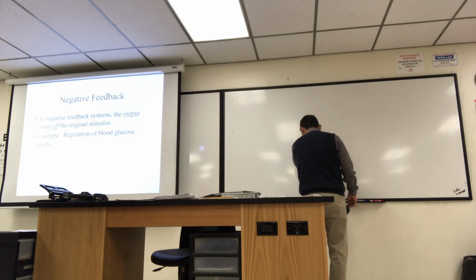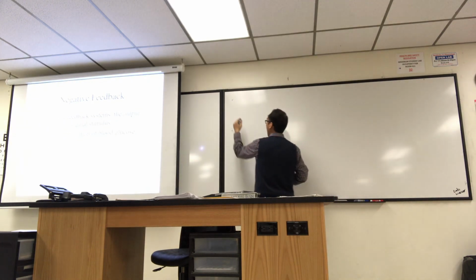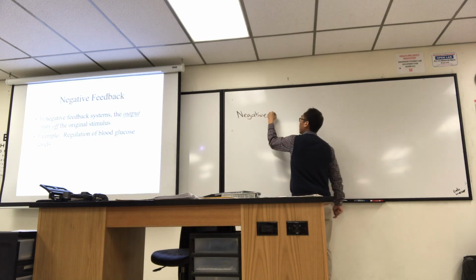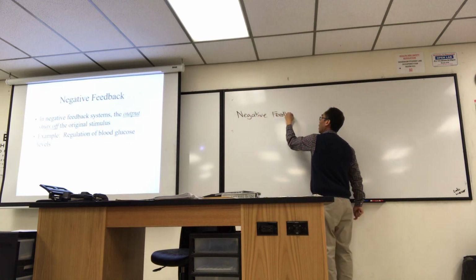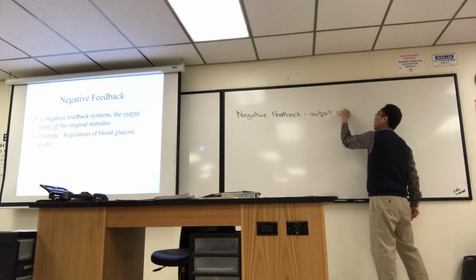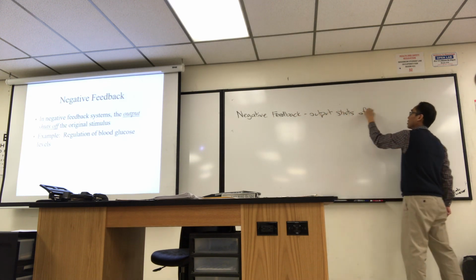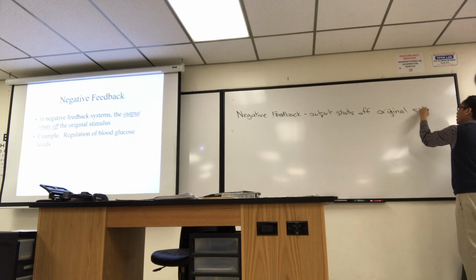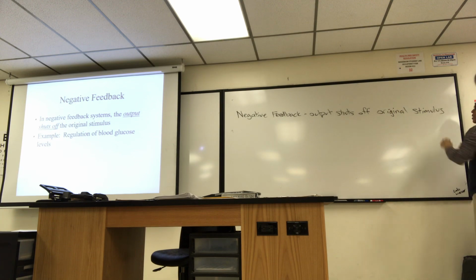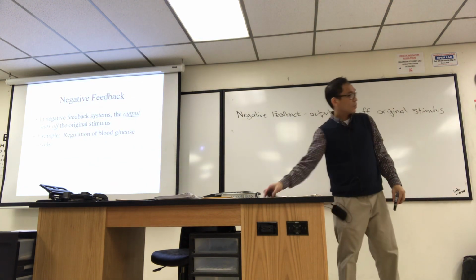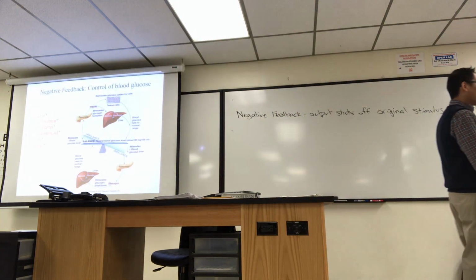Write that down. Negative feedback. Output shuts off the original stimulus. The regulation of blood glucose is a good example, even though we haven't had endocrine yet.